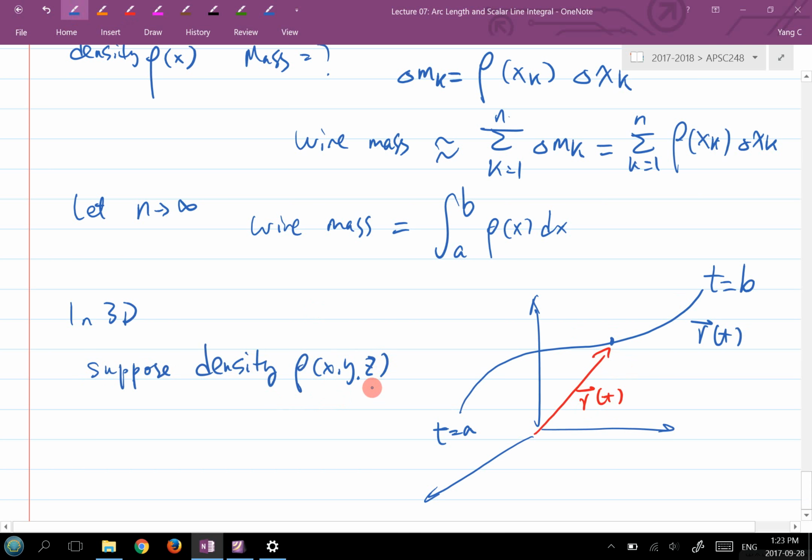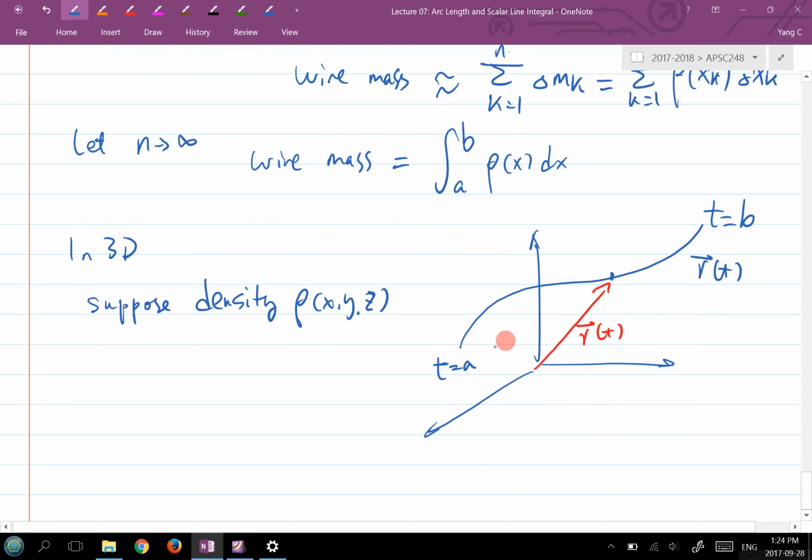So in 3D, I can't plot this out. It's a function of three variables, so we can't plot it. But you can imagine that as you move along the curve, at each location there's a number associated with the curve, and in this case you think of that number as density. And we want the total mass for the wire between A and B. So let's try a very similar approach here.